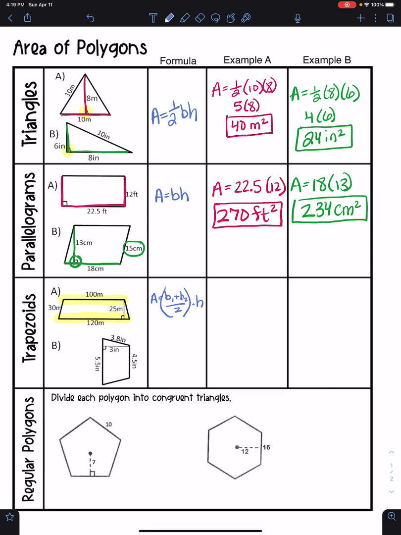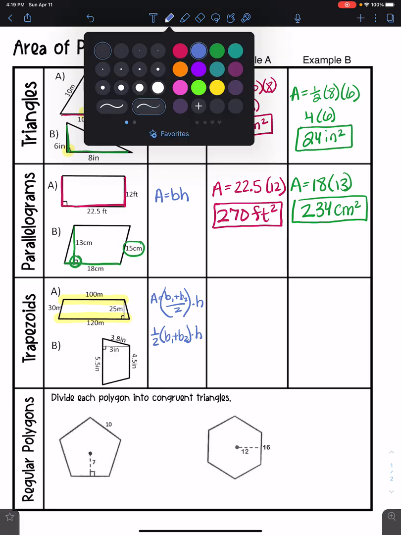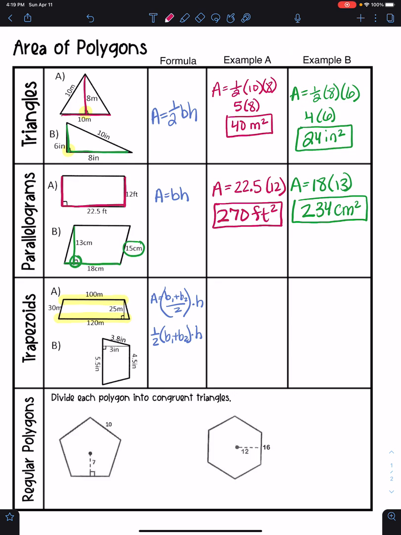You'll see like 1/2 times base 1 plus base 2 times the height. That's really the same thing. Taking half of those or dividing by 2 would be the same. I like the first one because you don't really have to memorize as much, since it's really still the base times the height, but since there are 2 different lengths for the bases, you're averaging them.